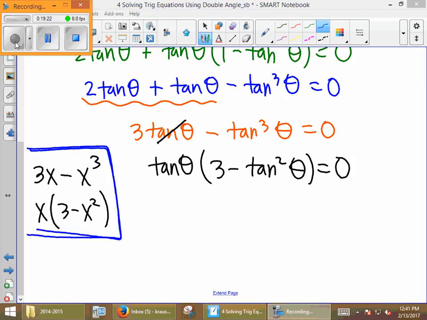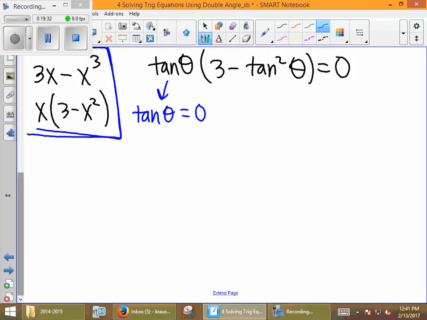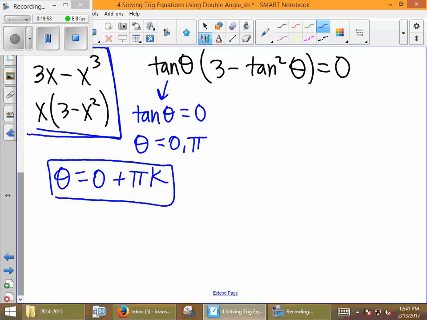All right, so let's take a look at this. For the first part, I don't think you're having issues with it. If you take tangent theta and set it equal to 0, at what angles does tangent equal 0? 0 and pi. Are those two going to make the same line? Yeah. So we can say theta is equal to 0 plus pi k, or you could just say pi k. I like to keep the notation the same all the way, so I'm just going to leave it like that. So we're done with that one.